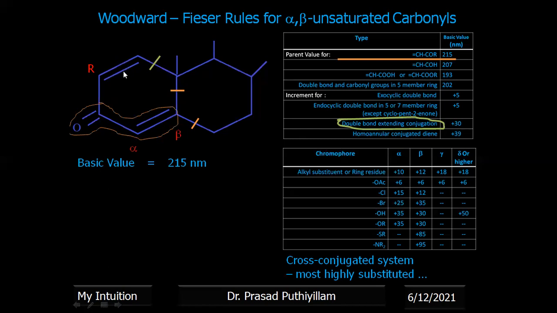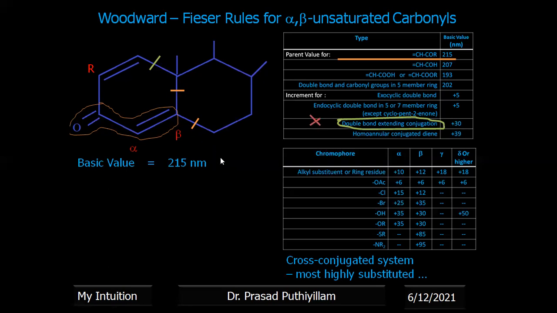So this double bond is not extending conjugation. This is a separate double bond present; it is not a part of this conjugation. If it were present at the position where the green dash is given, that would be an extending conjugation. Here it is not, so double bond extending conjugation is absent. I put a cross mark here, so it is not there for this compound.